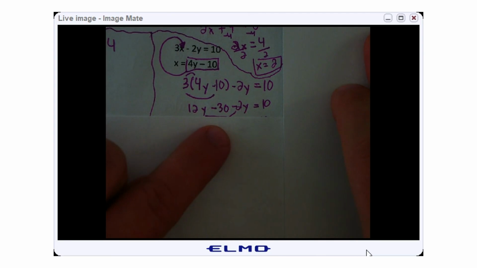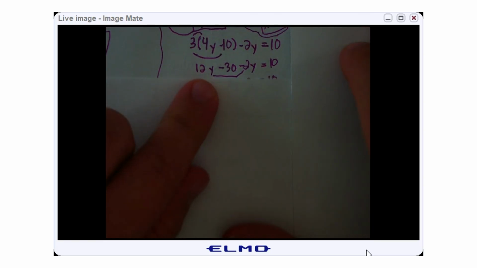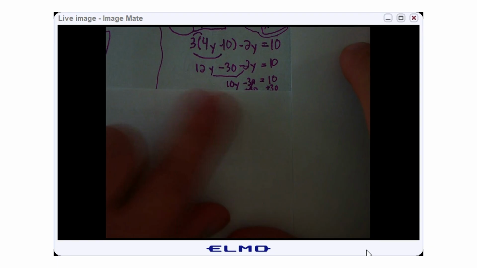Okay, after I distribute, the thing I would do is combine the like terms. I know that 12y and negative 2y are like terms. When I combine those two things, I get 10y. Okay, so that's what it's like down here. So I have 10y minus 30 equals 10.